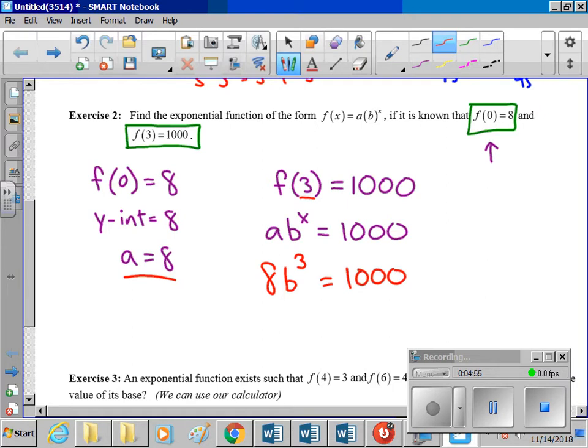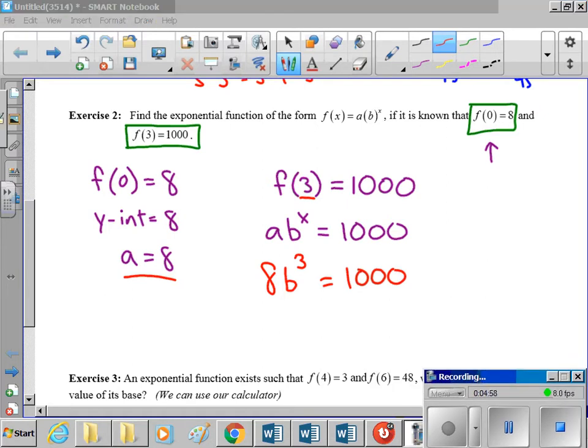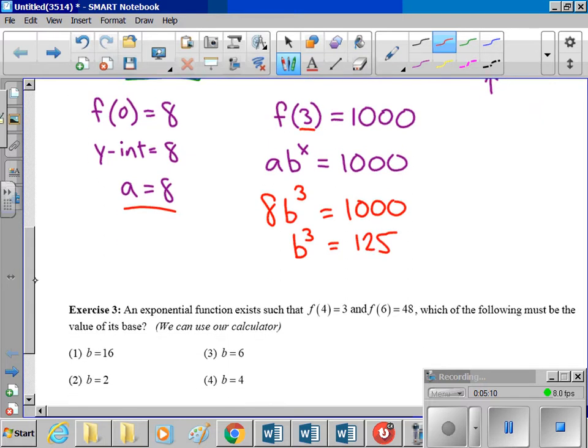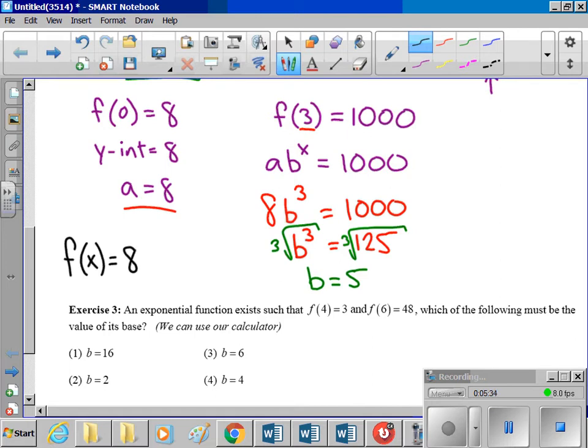It's much simpler. Okay, so solving for b, I'm going to divide both sides by 8. I get b cubed equals 125. And you can use your calculators, or maybe you know some powers. You can see that if you take the cube root of both sides, we can say that b equals 5. So now we have our a, we have our b, and we can write our equation f of x equals 8 times 5^x.